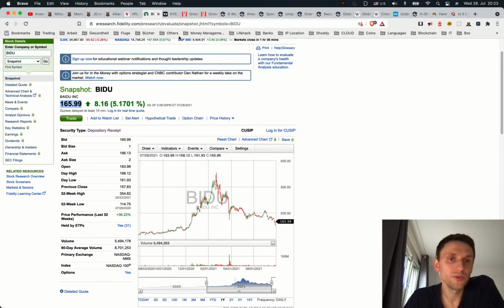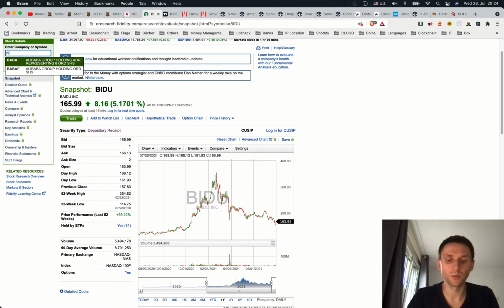So sometimes you need to check it. Sometimes it's a 1 to 1 representation, sometimes it's 1 to 4, sometimes 1 to 16. In the case of Baba, for example, it's the same. It's representing 8 ordinary shares. In the case of Nokia, it was 1 to 1. You saw it. Here it's a 1 to 1 representation.